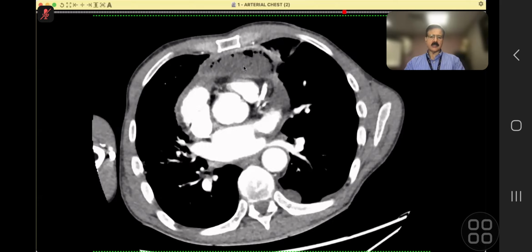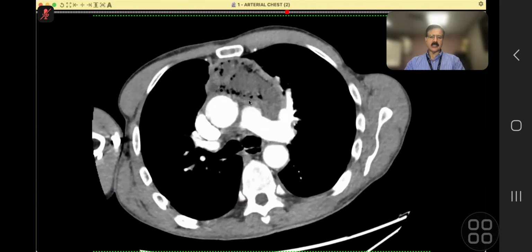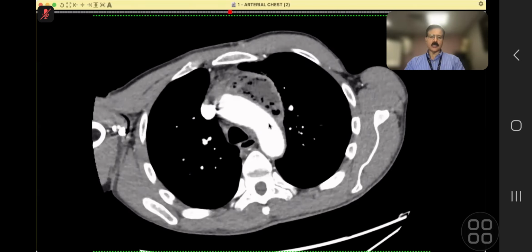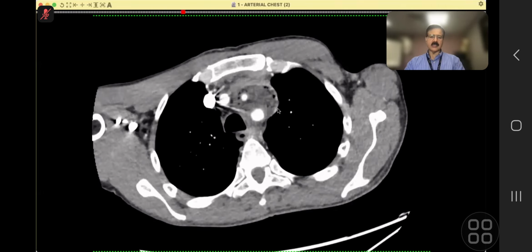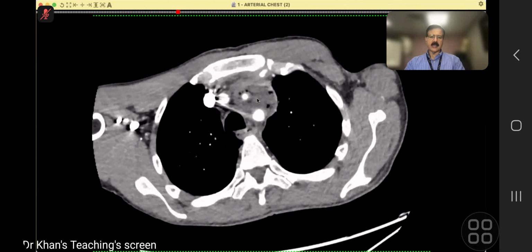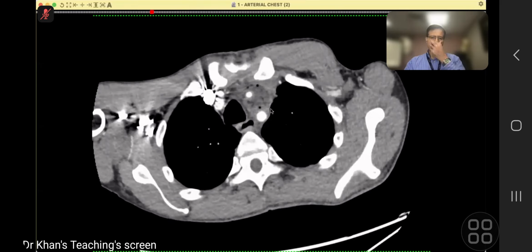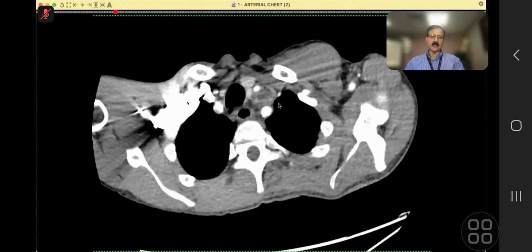Now, if you see here, this is an abscess, and look where it is. As we go superiorly, this is the arch of the aorta, and now it is encasing the vessels. So this is the subclavian, this is the left common carotid, this is the brachiocephalic, and it is going superiorly. So the key thing is, where is it coming from?